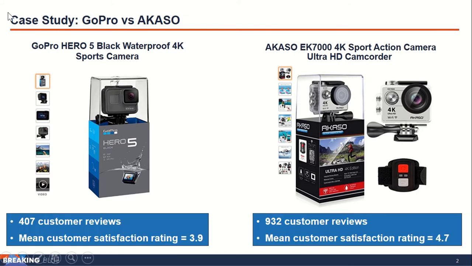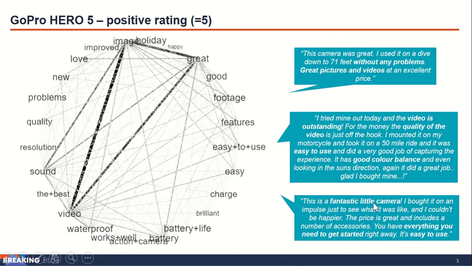So we scraped reviews from Amazon about GoPro and a competitor camera, and we found that over 100 reviews per group usually works well. We focused our analysis on the GoPro HERO 5 and the AKASO EK7000, one of the best sellers in this category, but with a much lower price than the GoPro. Looking at the mean customer satisfaction rating, we can already see that the AKASO has a higher rating of 4.7 on a 5-point scale. But we want to dig deeper to understand why.